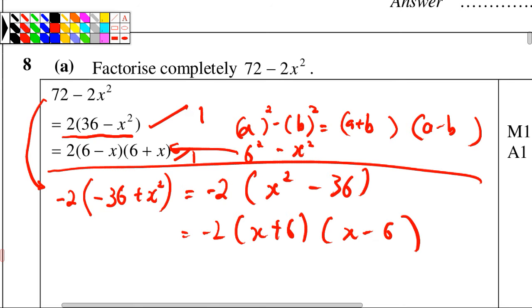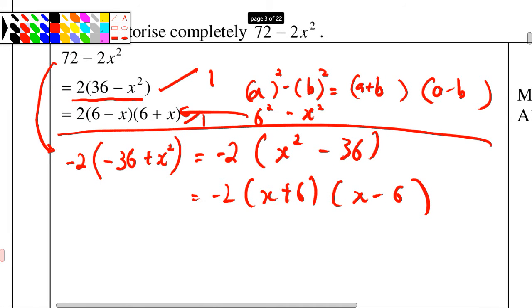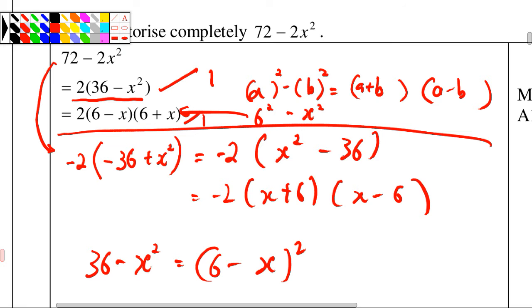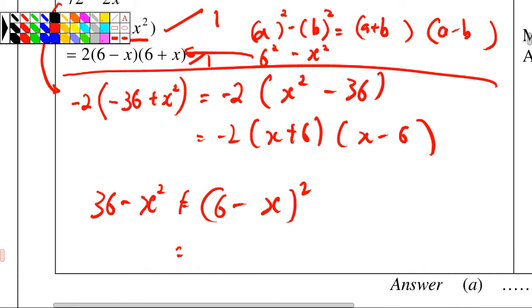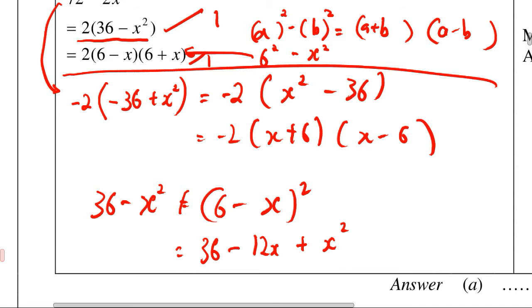Wrong. Now, is this equal to 6 minus x squared? Is this equal? The answer is no. Reason: if I expand this, I will not get back this. Let's try expanding this. This is a minus b squared. So what's the answer? A squared minus 2ab plus b squared. So you see it's different. So it's not.